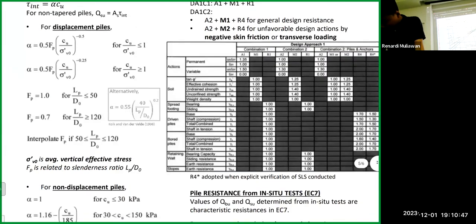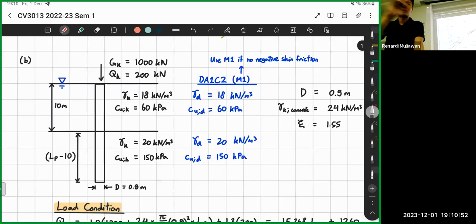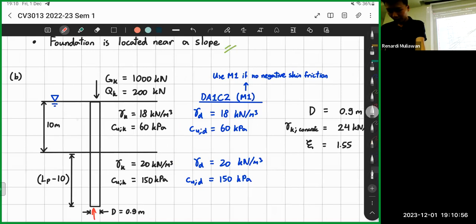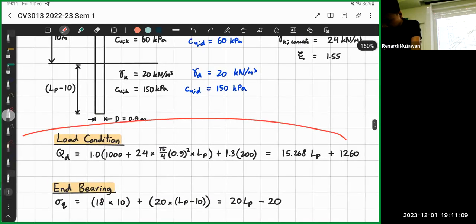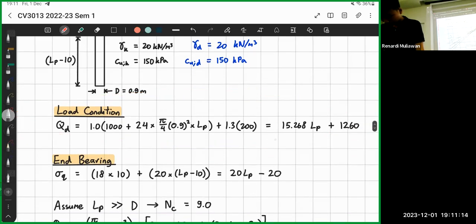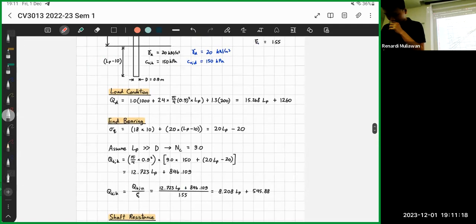Anyways, they give you this information, then from here you start calculating the base resistance and the skin friction. Oh my god, that's the word. Okay. So first things first, we do the load first.